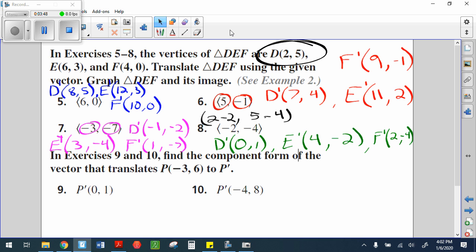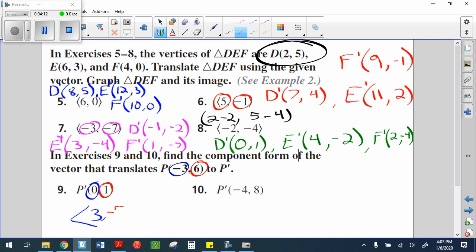For numbers 9 and 10, find the component form of the vector that translates negative 3, 6 to these points. So I'm going to go from negative 3 to 0. So from negative 3 to the 0, I went 3 to the right. So that's going to be a 3. And then I went from positive 6 down to 1. So I went down 5. So 3 comma negative 5 in the vector notation for number 9.